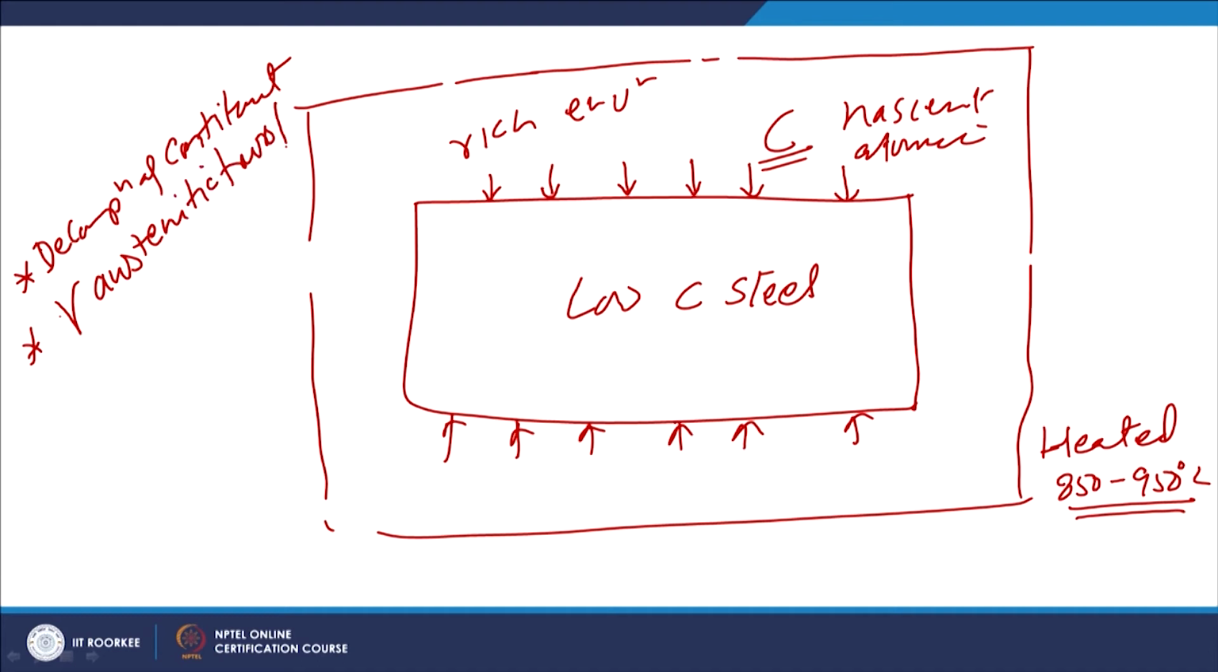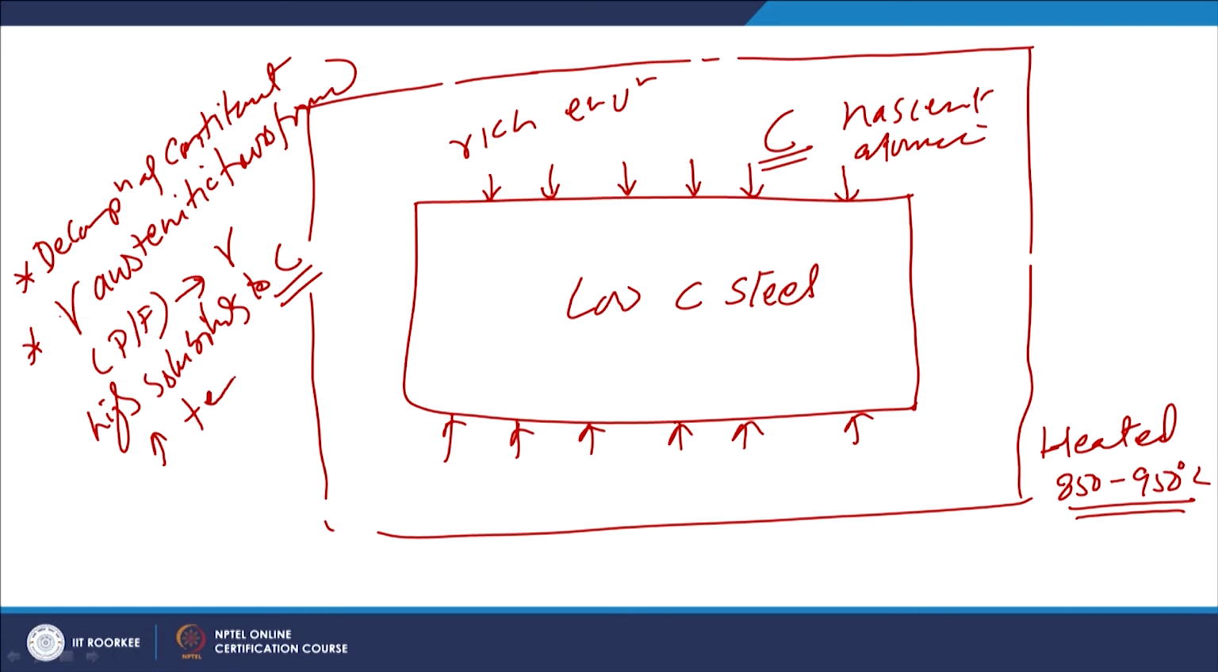Low carbon steel gets transformed into the austenitic state, because initially at room temperature it has ferrite and pearlite, which get transformed into austenite on heating to this temperature. So, formation of this austenite, which has a high solubility for carbon, and the solubility of carbon in the austenite also increases with the temperature.